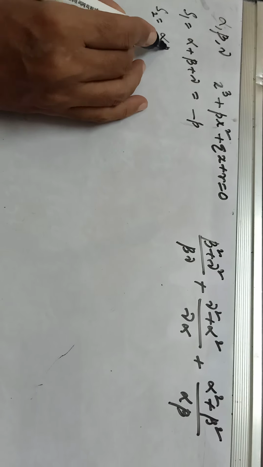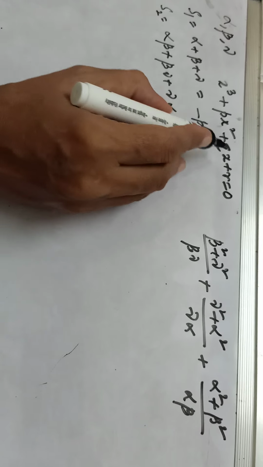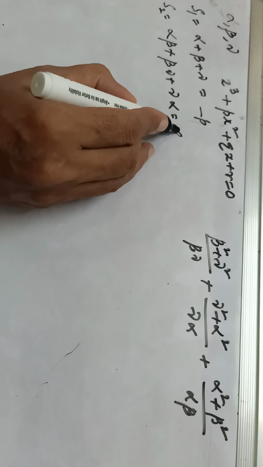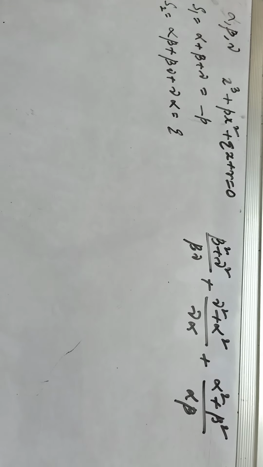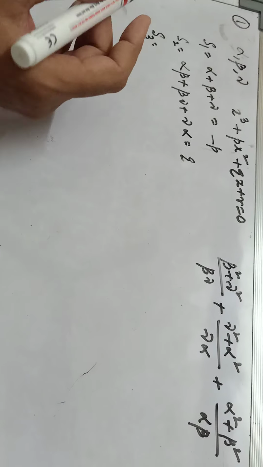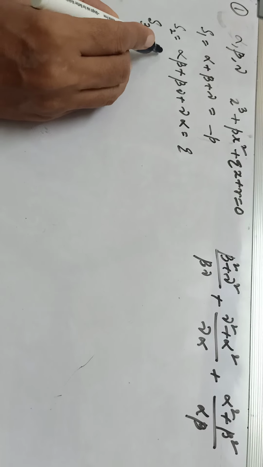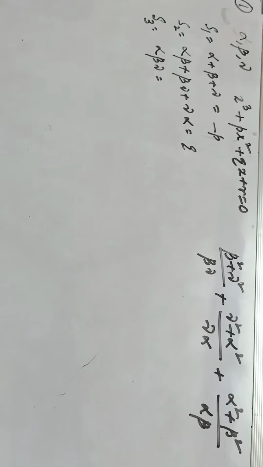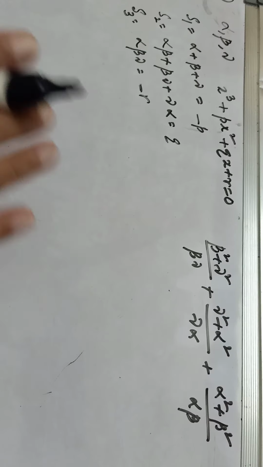S2, that is sum of product of roots taken 2 at a time. This is take the x coefficient without changing the sign, by a, which is always 1. S3, this is a product of roots, product of the three roots given, alpha into beta into gamma, that is alpha beta gamma. Change the sign of the constant term, that is minus r by 1. So these are the values of S1, S2, S3. Now let us use them here.